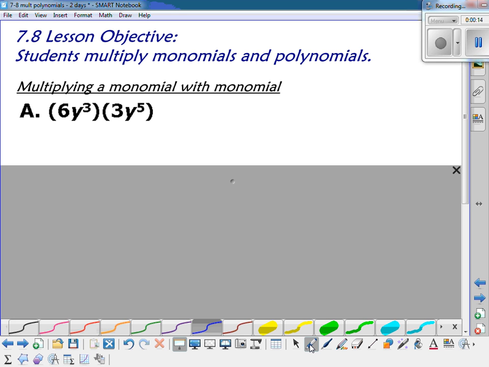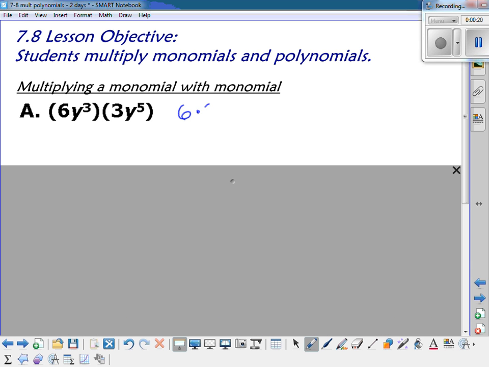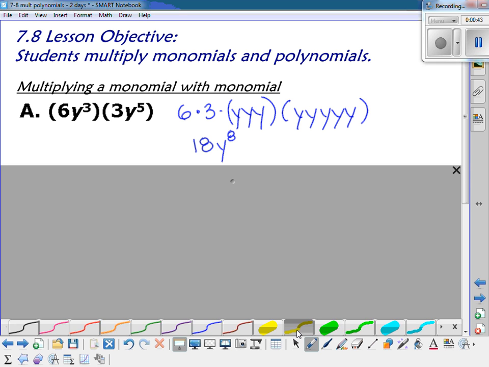So if I've got 6y cubed times 3y to the fifth, I take my numbers out front and multiply them together. And then y cubed is just y times y times y, right? And y to the fifth means I have 5 of them. Y times y times y times y times y. So all together, how many y's do I have? 8. So 6 times 3 is 18, and then it'd be y to the 8th. So this is the stuff that you guys have already been doing, right?